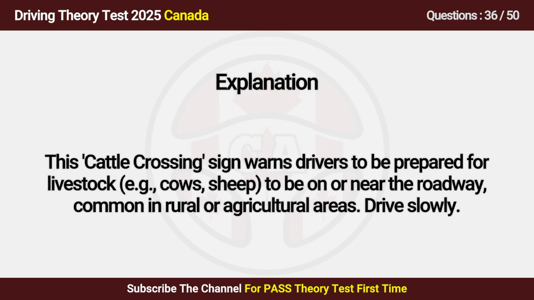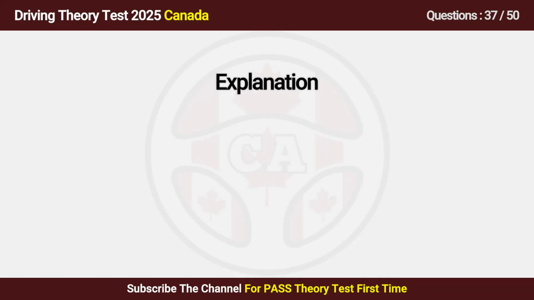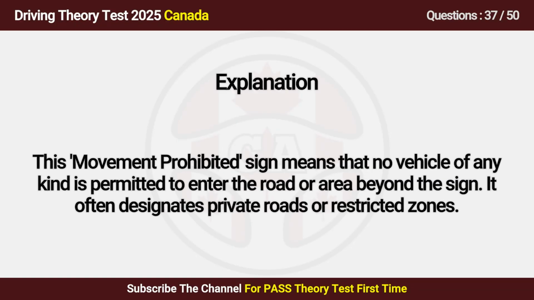Drive slowly. Question 37. What does this prohibitory sign signify? A. No entry for all vehicles. B. No parking. C. One-way traffic. D. Yield to pedestrians. Answer is A. No entry for all vehicles. This movement prohibited sign means that no vehicle of any kind is permitted to enter the road or area beyond the sign. It often designates private roads or restricted zones.